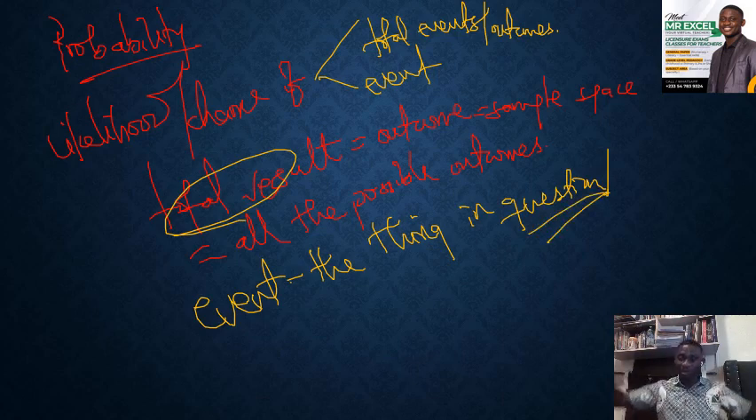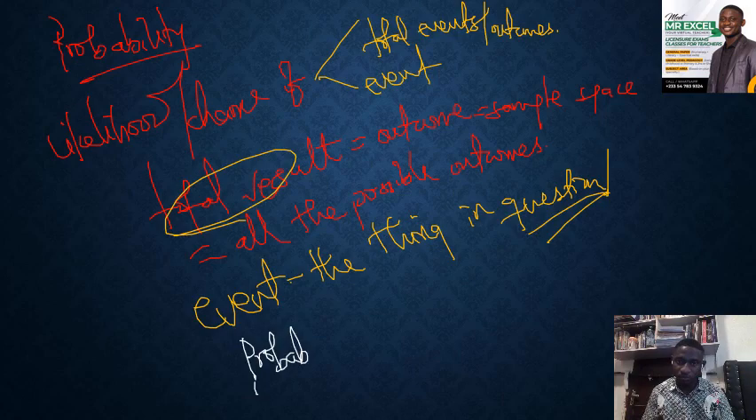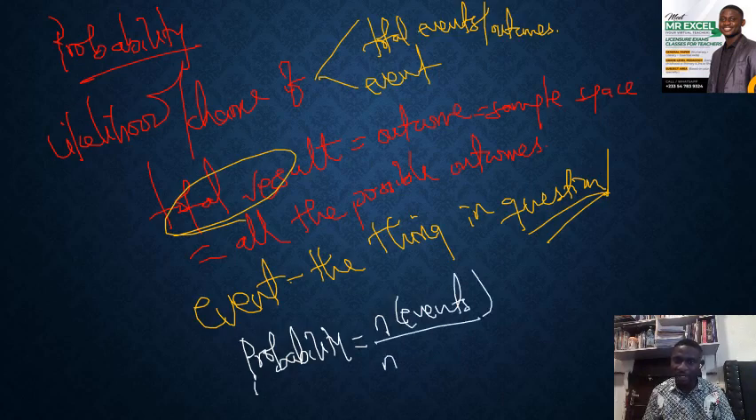Then all the possible events, when you bring them together, it becomes the total outcome, or the total event, or the sample space. So in short, probability is always given by a very simple formula. The formula for probability simply is: probability is equal to n of events, that is the number of events, over n of the total events, or n of the total outcomes, or n of the sample space. Now n there simply means the number.